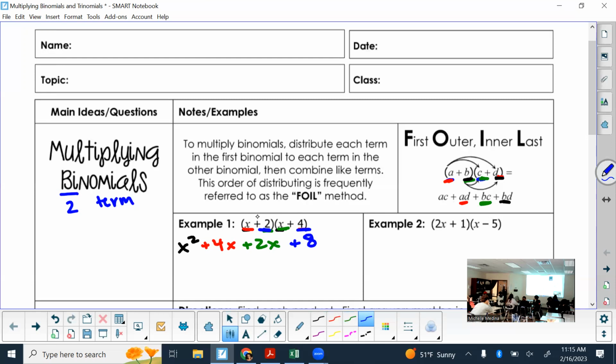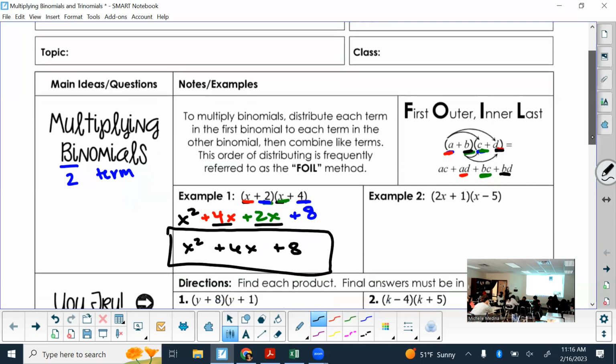All right, now is this fully simplified? No. Is there any like terms that I could combine? Good. And normally it's the 2 in the middle, at least when it's a binomial, that you have to combine. So x squared, what's 4x plus 2x? And then the plus 8. So then that's my final answer.